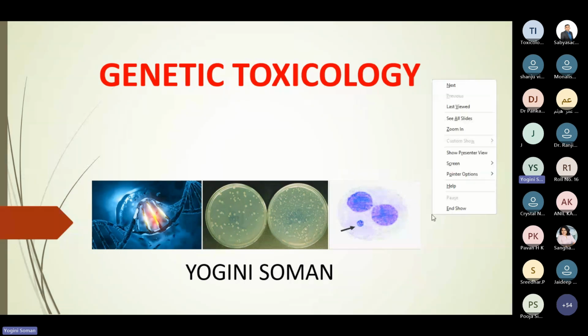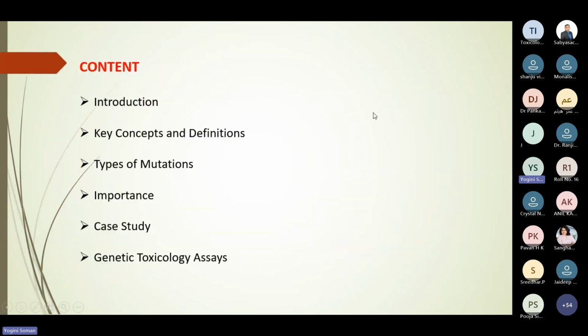So in the last session, we covered a few basic concepts and definitions of genetic toxicology, then types of mutations, the importance of genetic toxicology assessment, the case study, and we covered two important assays. First is the bacterial reverse mutation assay, and second was the in vitro chromosomal aberration assay. So I will give a quick overview of what we covered in the last session.